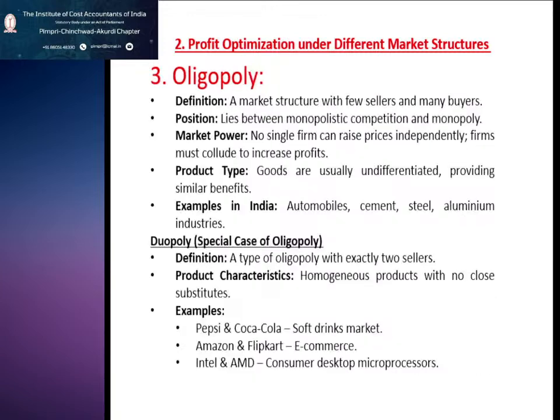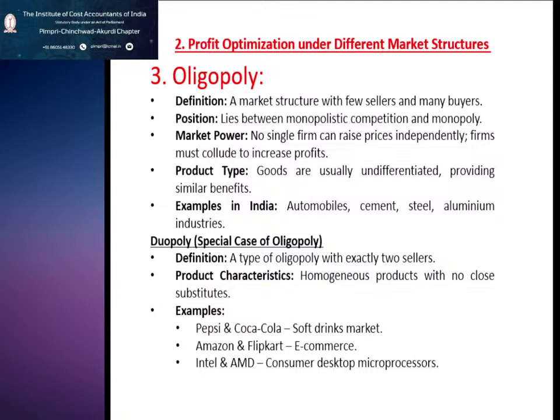Then we saw oligopoly as another kind of imperfectly competitive market or imperfect competition. We went through the definition where there are few sellers and many buyers. The position lies between monopolistic competition and monopoly. On market power, no single firm can raise prices independently. Firms must collude to increase the profits. The product type in such a market is that goods are usually undifferentiated, providing similar benefits. Examples we saw: automobile, cement, steel, aluminum industries.